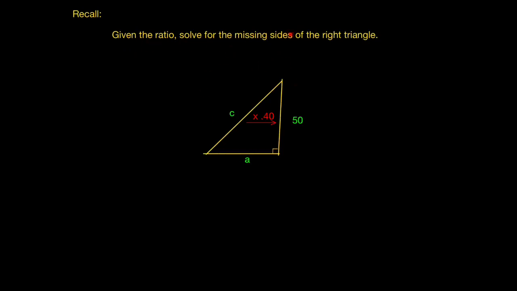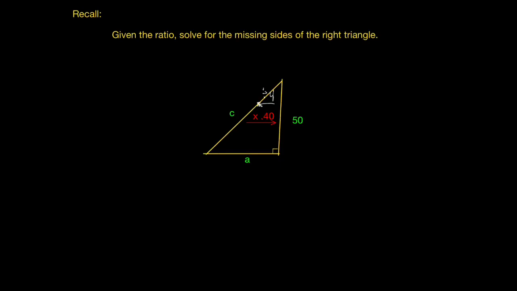Given the ratio, solve for the missing sides of the right triangle. So here we're given this ratio of C and 50. It's 0.4. If I want to navigate from C to 50, all I have to do is multiply it by 0.40. Or we can also say if we want to navigate from 50 and go to C, we can do the opposite. We can divide by 0.4.